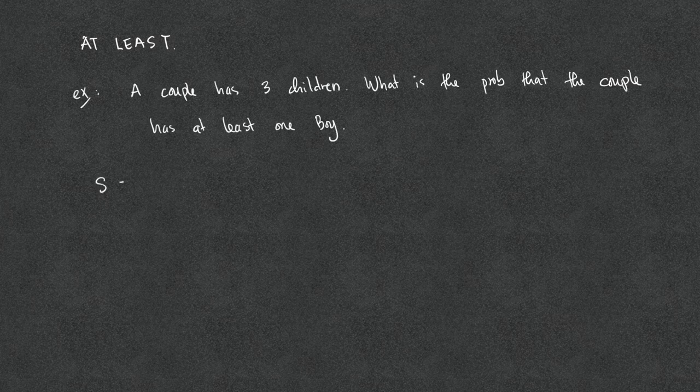A more advanced application of the complement rule is the probability of at least. For example, a couple has 3 children. What is the probability that the couple had at least one boy? We can solve this directly by listing the sample space. There are 8 possible outcomes. Boy, boy, boy. The couple has 3 children, which means that they have all 3 boys. Or boy, boy, girl. The first 2 are boys, the third one is girl. Or boy, girl, boy, or boy, girl, girl.